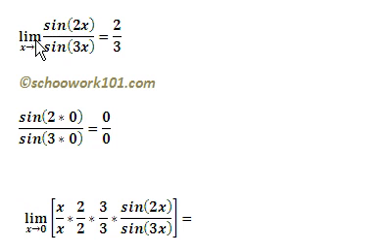Okay, we've got the limit of sine of 2x over sine of 3x as x approaches 0 is equal to 2/3. Now we do the direct substitution, plugging 0 directly in for x, and we end up with sine of 0 is equal to 0, and the sine of 0 in the denominator is also equal to 0. So we're going to need to do something with this.